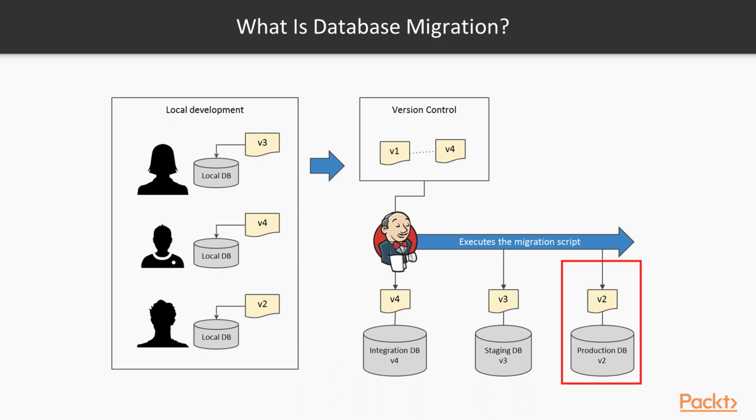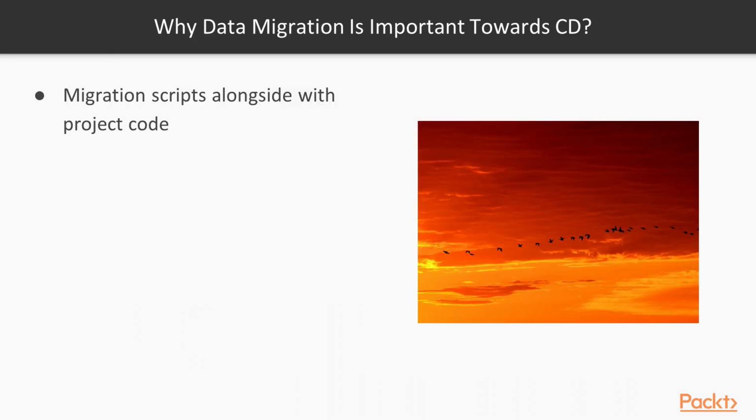So in this workflow, Jenkins could be the orchestrator to define exactly what is the version of the database and what is the version of the app that we should deploy to each environment. This concept of database migration is important towards continuous delivery because migration scripts are alongside the project code.